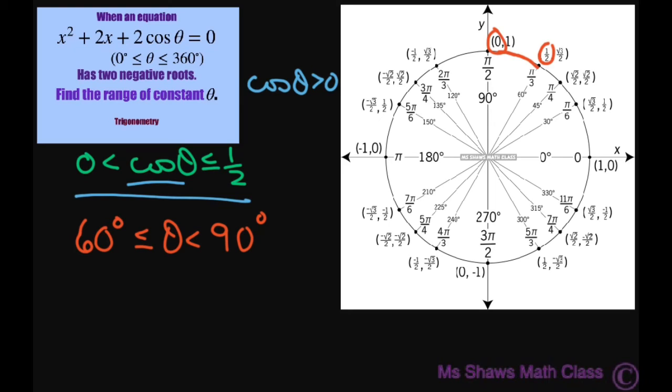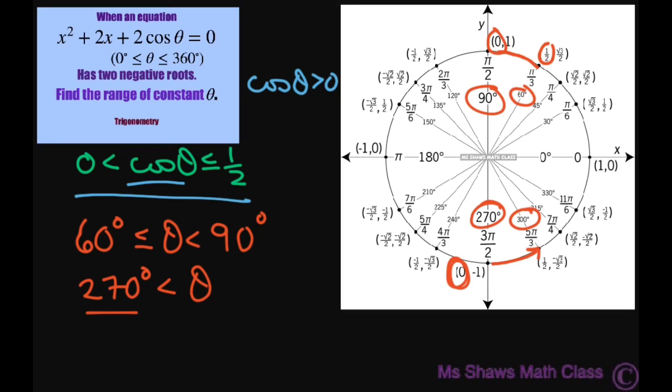Now anywhere else, let's see. We have cosine 0 right here, and then we're going to 1/2 this way. That's going to be at 270 to 300. This one was at 60 to 90. So we're going to have 270 degrees is less than theta. It can't equal it because that's at 0, but it can equal it at 300 degrees. And if you wanted to, you could use radians as well.